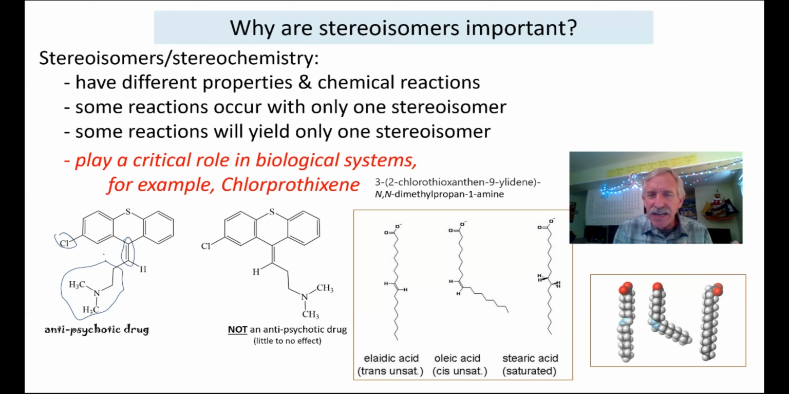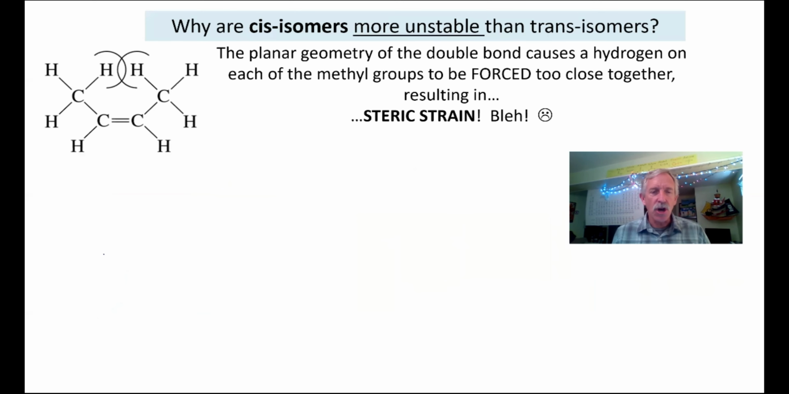So don't do trans fatty acids. Cis fatty acids unsaturated are pretty good. They're all right for us. That's the kind we'd want, but they're also harder to keep around. And let's go look into that. So why are cis isomers a little more uncomfortable, a little harder to make and stay than the trans fatty acids? And it has to do with something called steric strain.